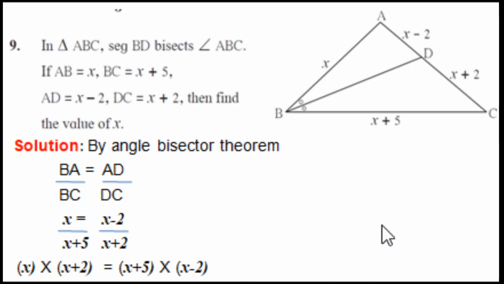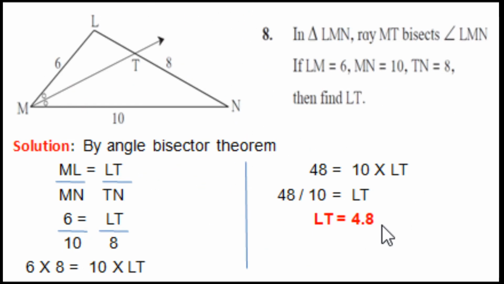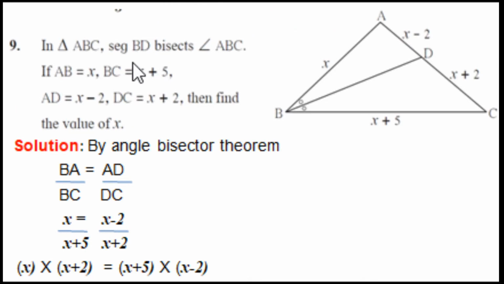This is also similar to the 8th question. Now, in triangle ABC, segment BD bisects angle ABC. Then AB is equal to x, BC is equal to x plus 5, AD is equal to x minus 2 and DC is equal to x plus 2. Then we have to find the value of x.